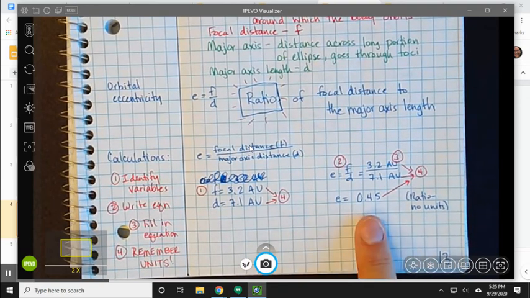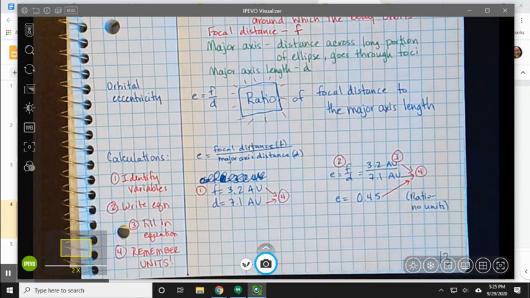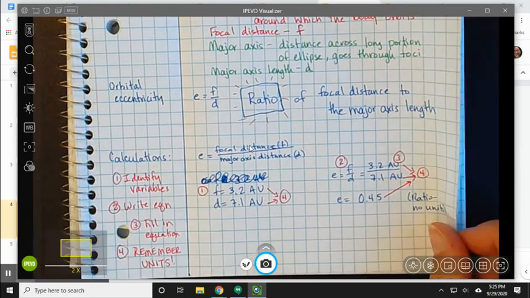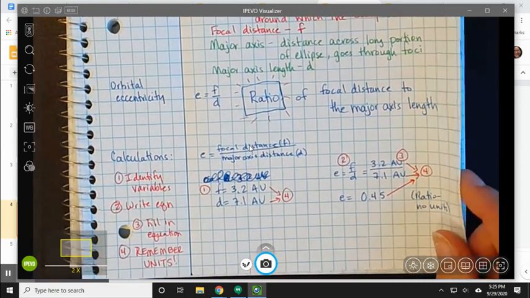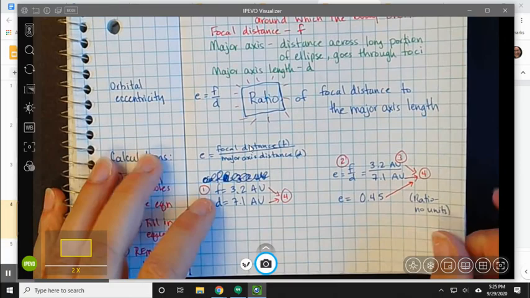So this tells us what the orbital eccentricity is. But what does that mean? What does that mean for, like, okay, 0.45? Great, wonderful. I have no idea what that means. I can get a number. What does it mean? Okay, let's move on to the next page here.